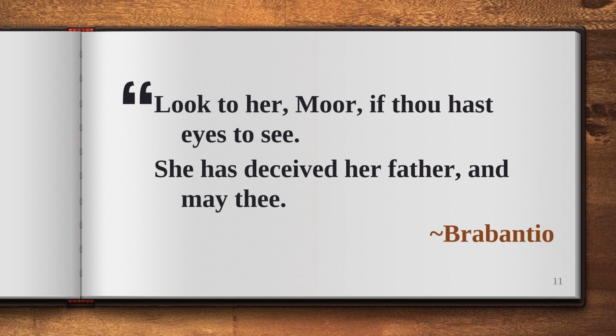Look at what Brabantio says to the Moor. "Look to her, Moor, if thou hast eyes to see. She has deceived her father and may thee." Now these words clearly indicate a foreshadowing of the tragedy that is going to befall Othello and Desdemona. Desdemona has deceived her father in marrying Othello, and in all probability she might deceive Othello for something or someone else.